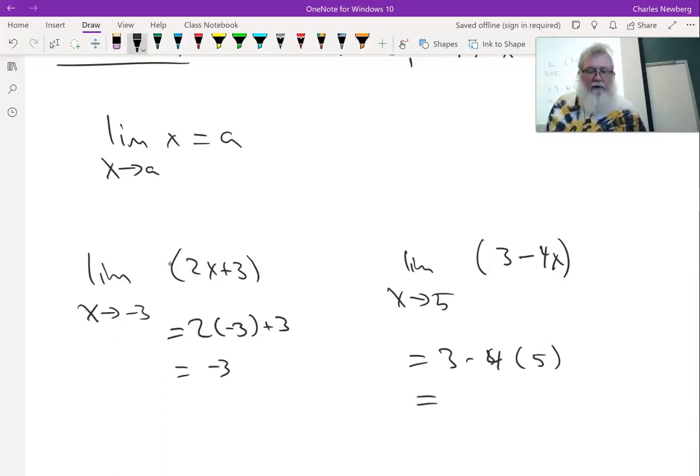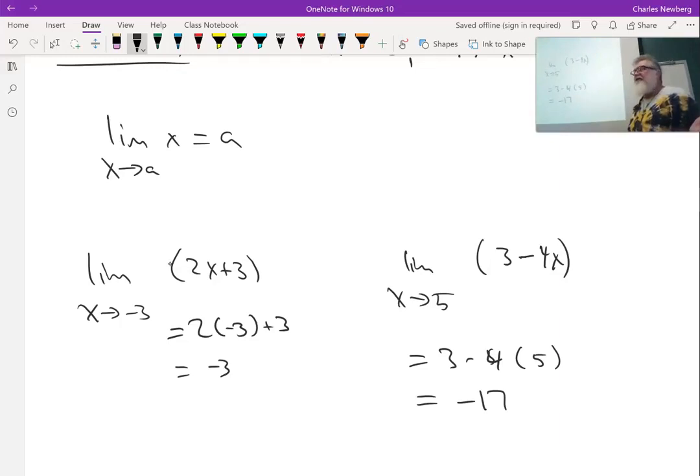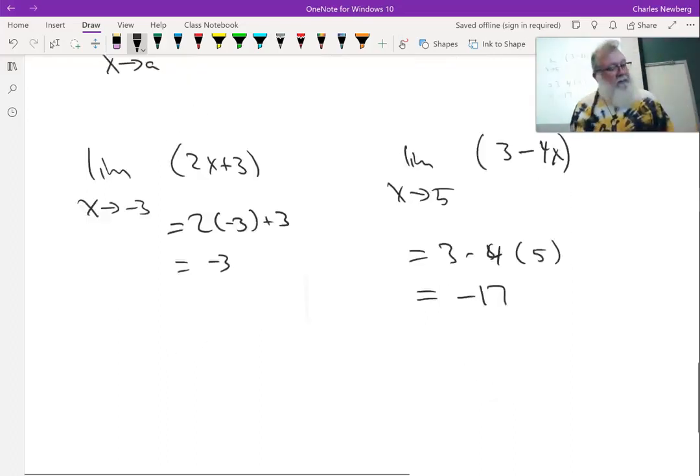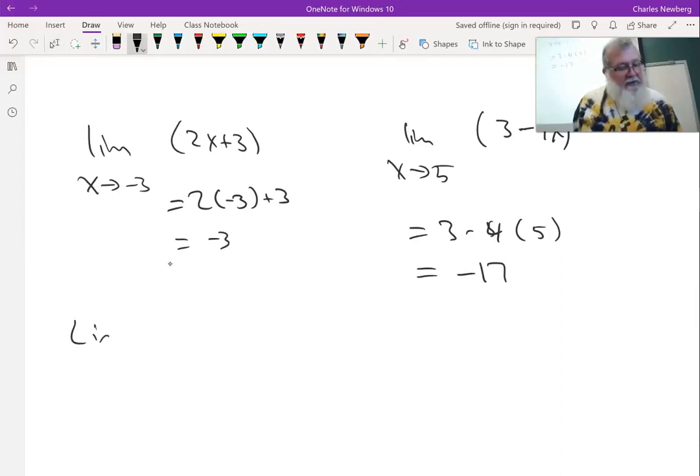4 times 5 is 20. 3 minus 20 is what? Negative 17. So linear functions, no problem. Direct substitution. And reiterate this again. We want to know all the functions where we can just plug numbers in because those are the easiest ones to do. All right, so the next thing we need to do is expand on the limit laws.